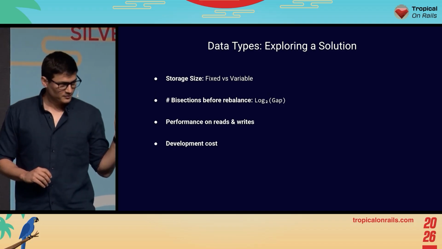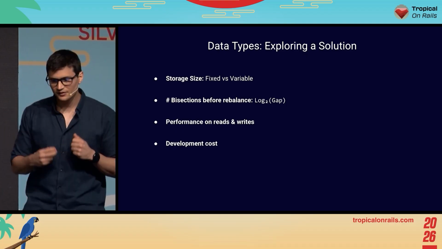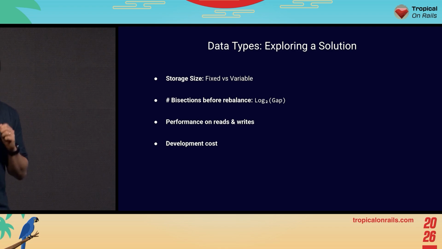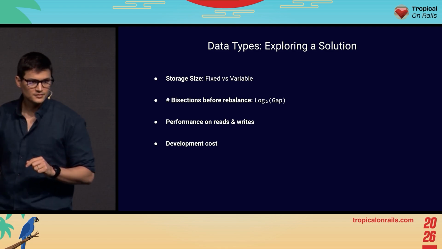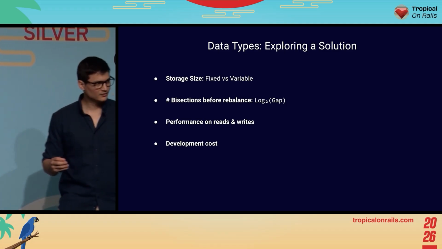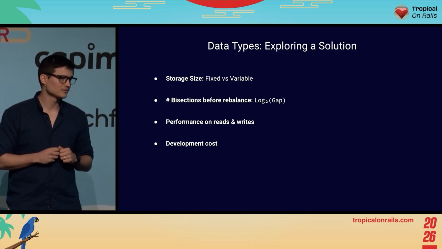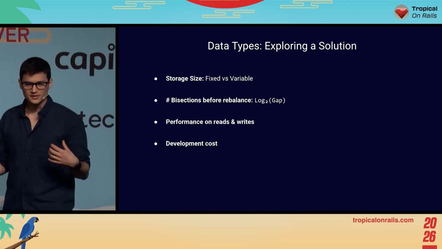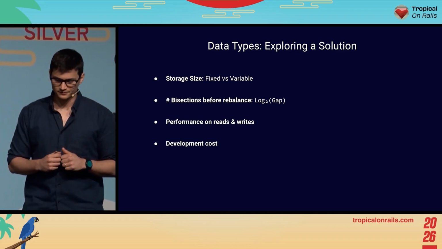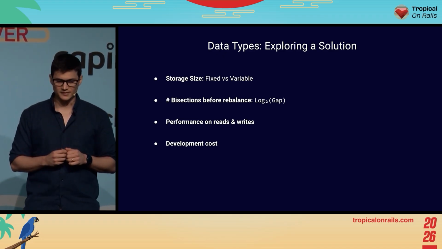Third factor, performance on reads and writes. We want our list to be very fast on reads and very, very fast on writes. This will depend on the data type that we choose. Most databases love fixed storage size, integers, comparing 8 bytes versus 8 bytes. For strings, if you use long strings, we are going to make our database read and write slower. So we need to choose a very small list of elements.